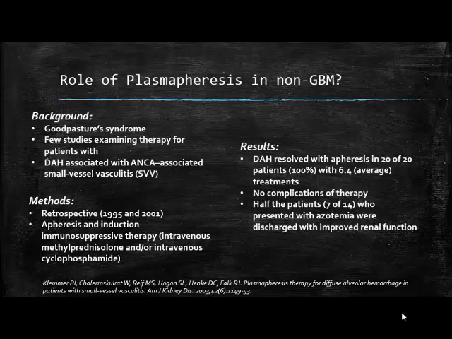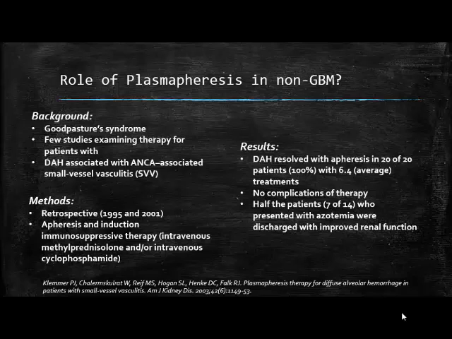So what's the role of plasmapheresis in non-anti-GBM? There is data for use of plasmapheresis in Goodpasture syndrome or anti-GBM disease. This study was published in 2003 in the American Journal of Kidney Diseases. It's a retrospective study. What they did is that they wanted to assess the role of apheresis in patients who have DAH associated with ANCA small vessel vasculitis.